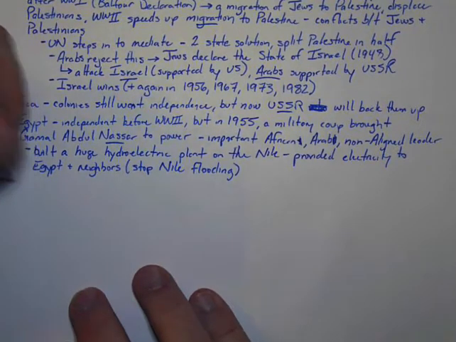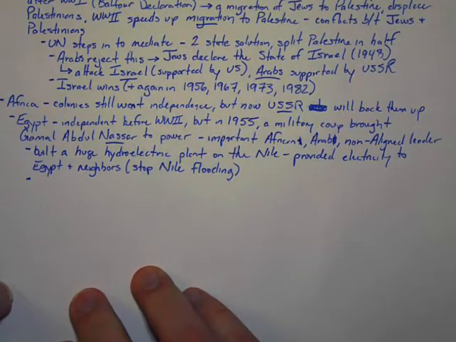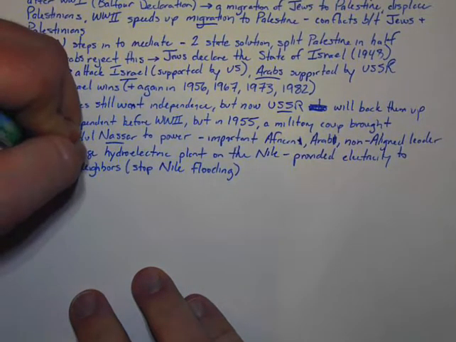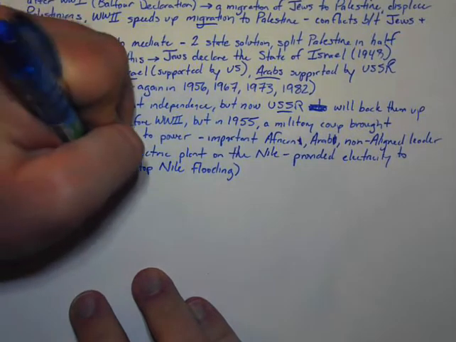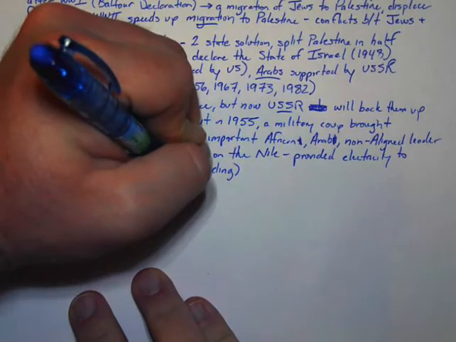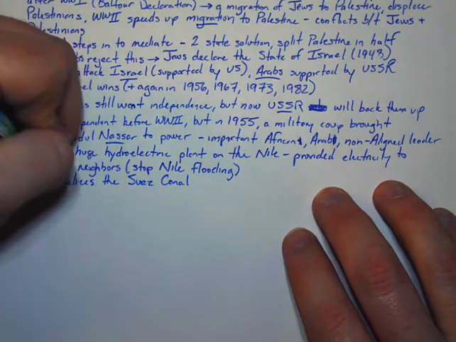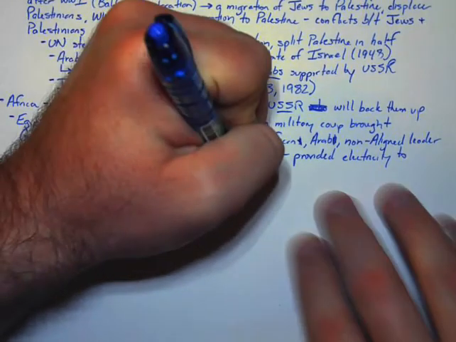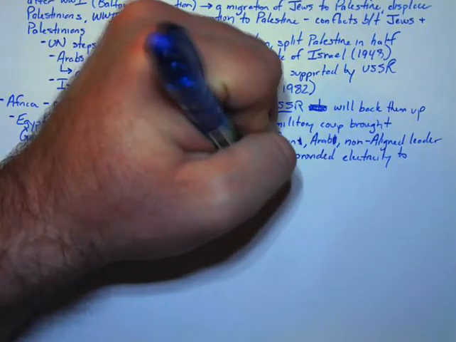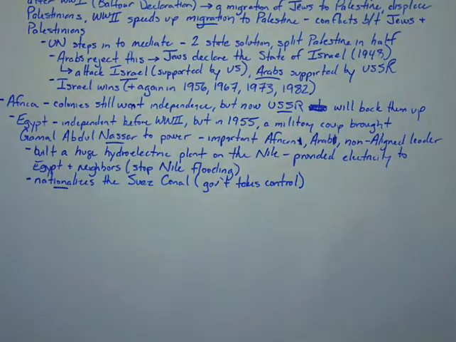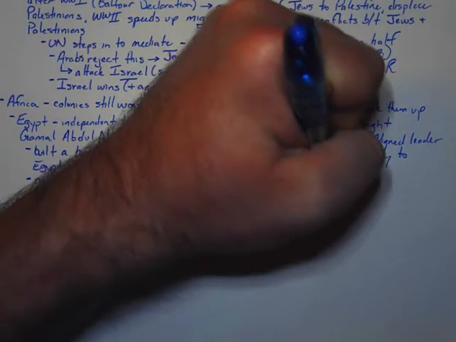The other thing that Egypt does, or that Nasser does, is he nationalizes the Suez Canal. And we've seen this word nationalize before. Nationalize means that the government takes control of it. And this is mostly so that Egypt can get the money from the canal.